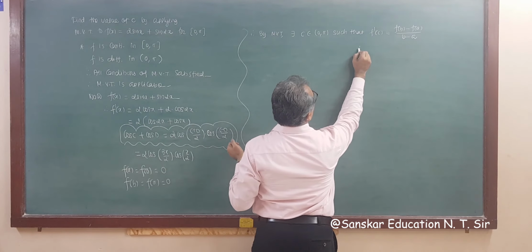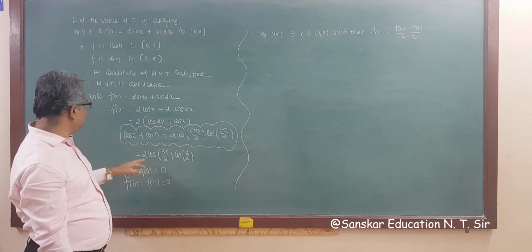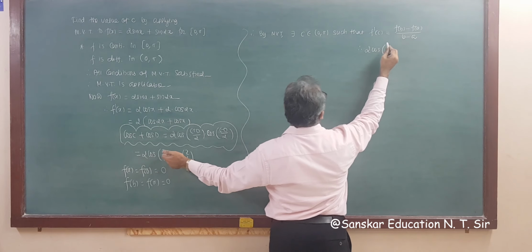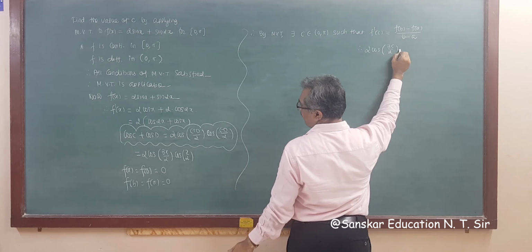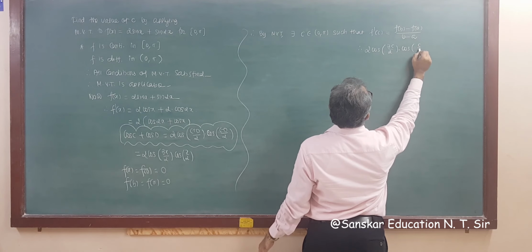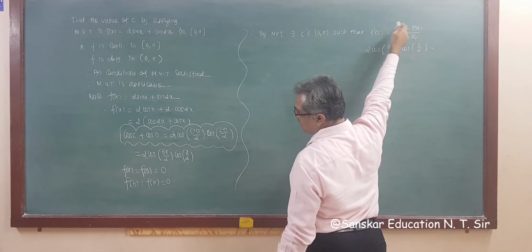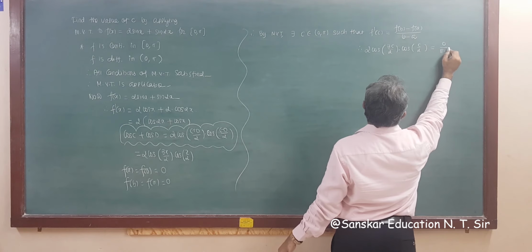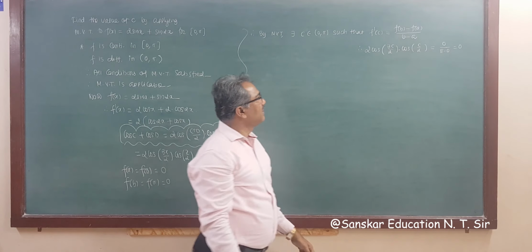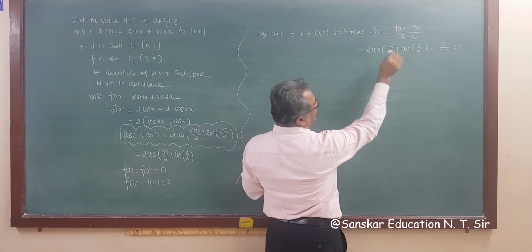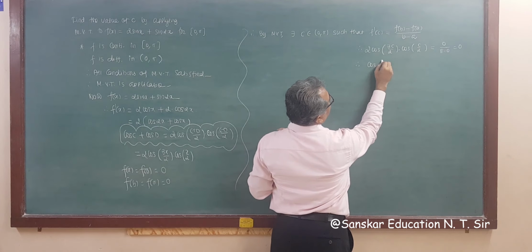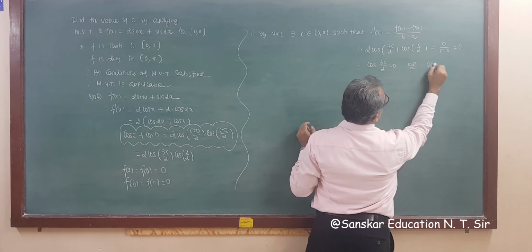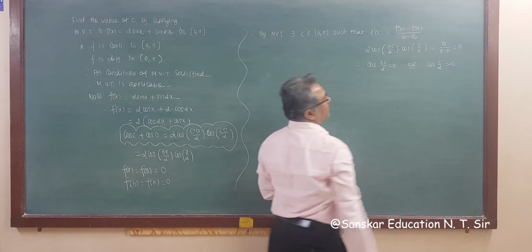So f'(c) is this, that is 2 cos(3c/2) into cos(c/2) is equal to (f(b) minus f(a)) upon (b minus a), that is (0 minus 0) upon (pi minus 0), that is 0, right? So everything is 0, that is, 2 goes to the other side, also 0. So either cos(3c/2) is equal to 0, or cos(c/2) is equal to 0, right?